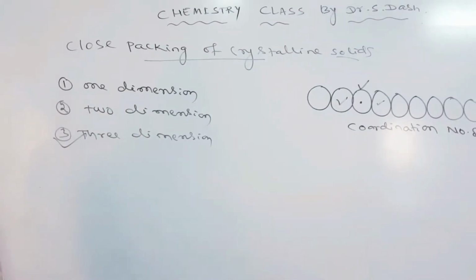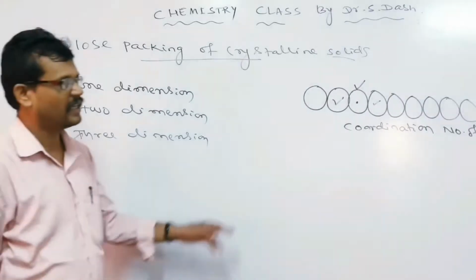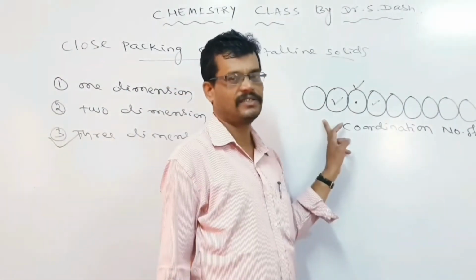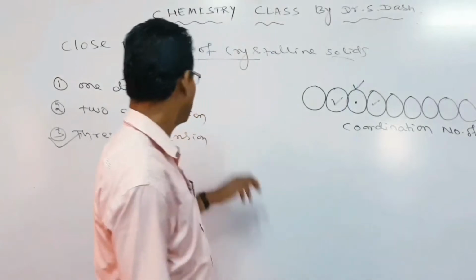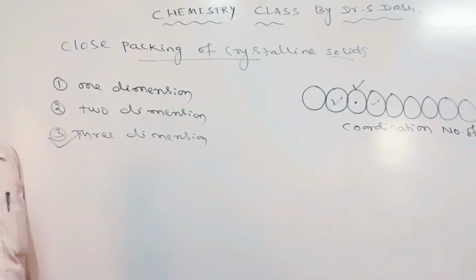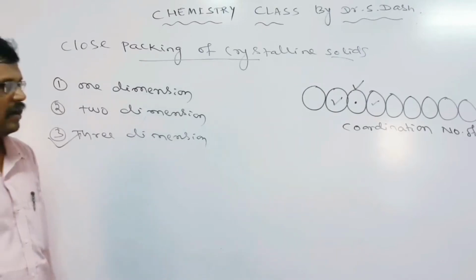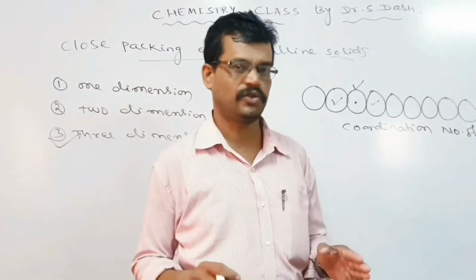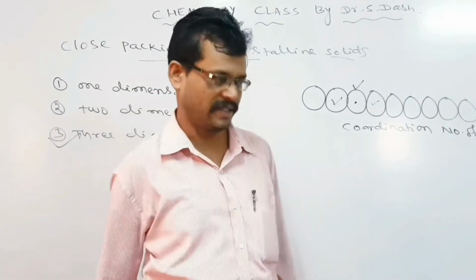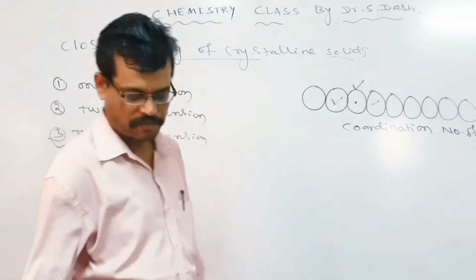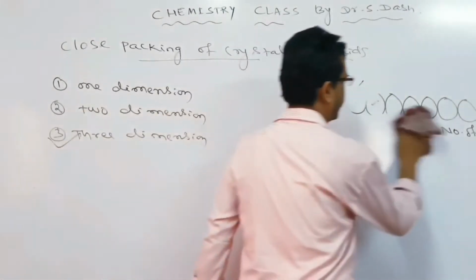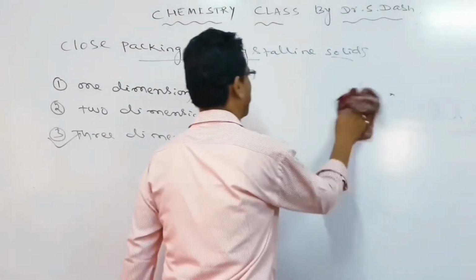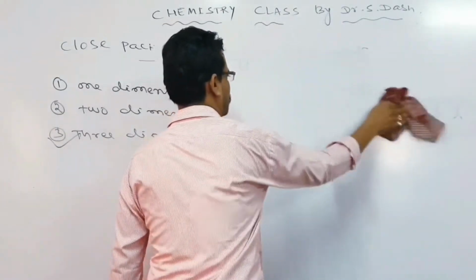In case of an actual solid, this does not happen. Let us now come to the two-dimensional way of arranging. In a two-dimensional arrangement, the spheres are arranged according to length as well as breadth. Let us see the diagrams of two-dimensional arrangement of solids.